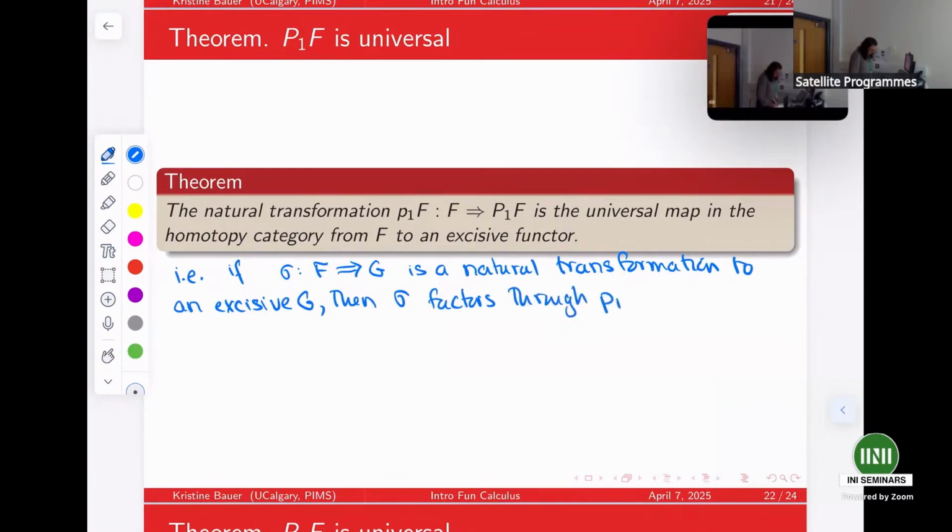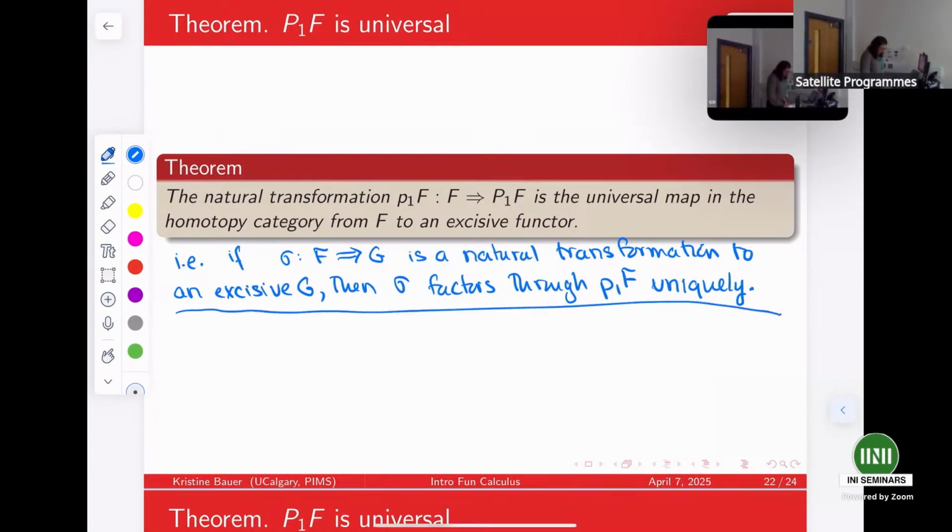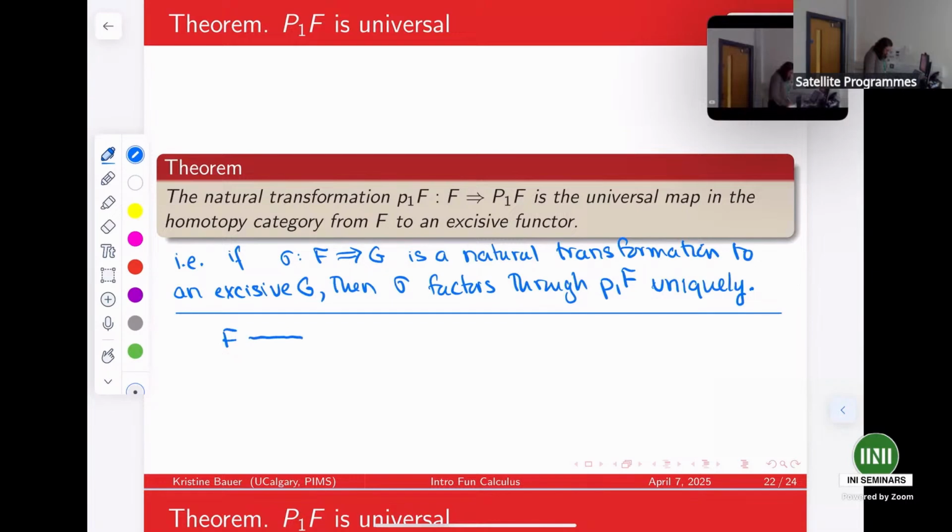The natural transformation P1F, little p1F. That's the first thing, that it factors through. And the second part of it is that it does so uniquely. Okay, so let's show first that it factors. So suppose that I have my sigma. And now let's look at P1 little f of both of these.